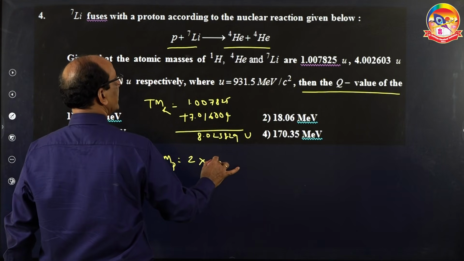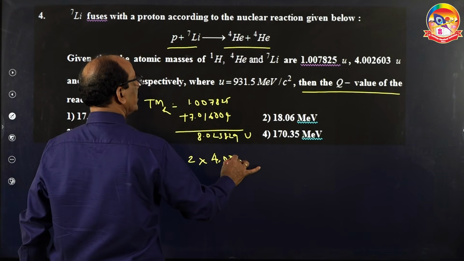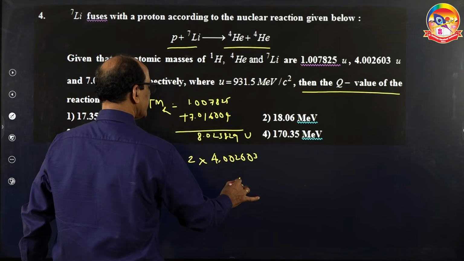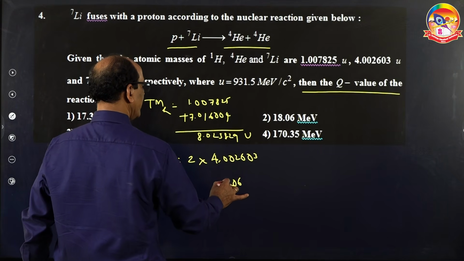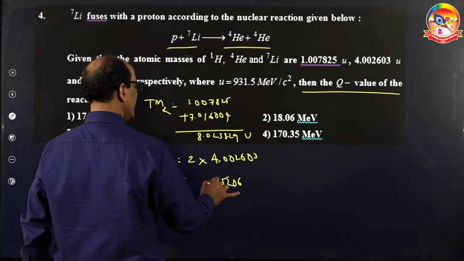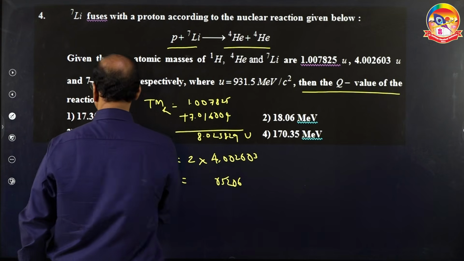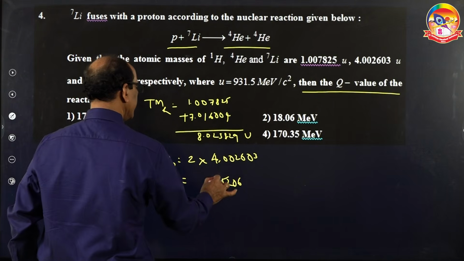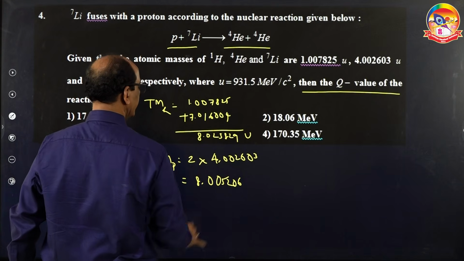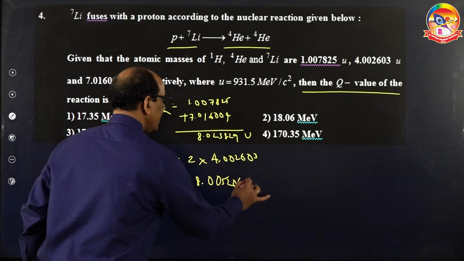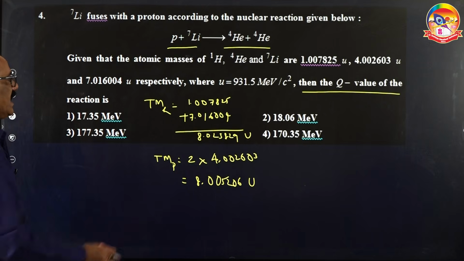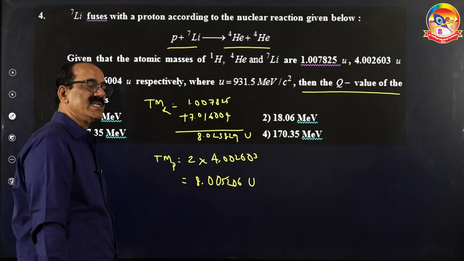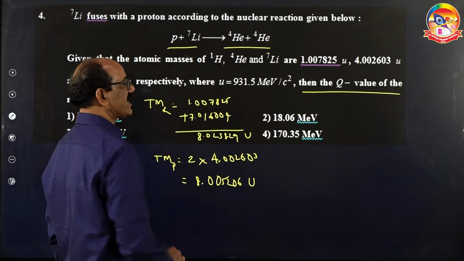And total mass of the products is 2 alpha particles or 2 He nuclei, so that is 2 times 4.002603 AMU, which is 8.005206 AMU. From this we understand that the total mass of the products is less than the total mass of the reactants. That means some mass must have been lost as mass defect, and according to Einstein's mass energy relation, that gets converted into energy.